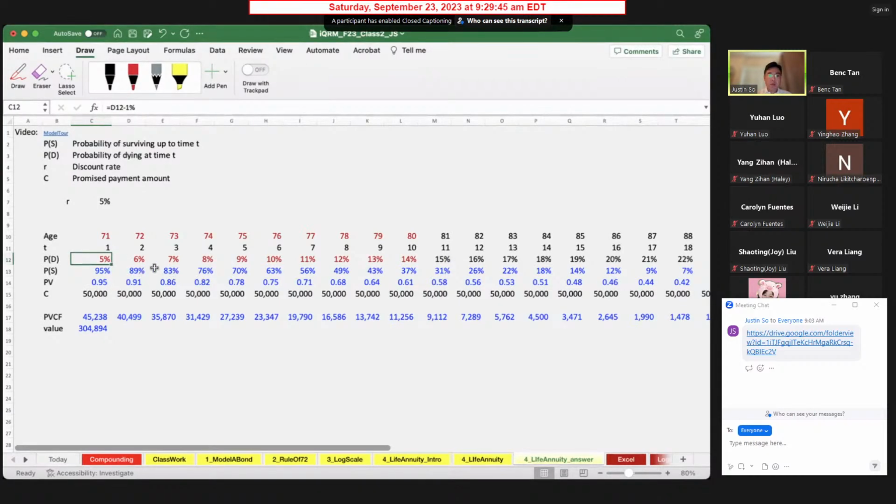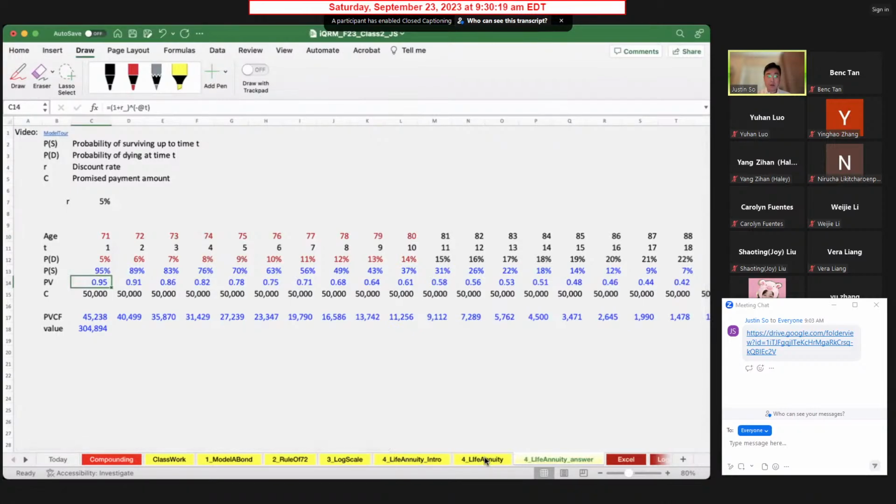But if you use the same assumption, like 5% here, now the calculation of probability of survival is just the same formula using this probability of dying, but be careful from the second year, it's conditional. The formula stays the same, but when you shift the cells, you have to make sure Excel actually uses the proper reference cells. So the present value factor becomes 0.95.